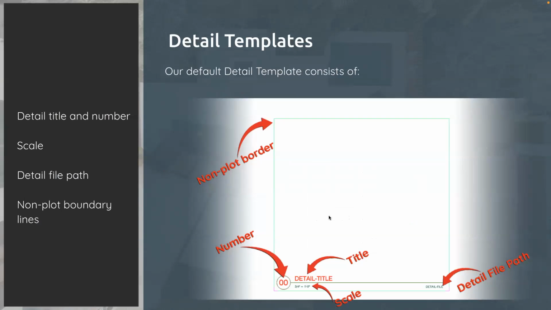So here's what the detail template looks like once you choose that scale and size. The detail template consists of a detail title and number, a scale, and a detail file path, so that will show basically the name of the detail, but it'll show what folder it's saved in, or what series of folders, and also the detail number. And then there's a boundary line around that, which is set to non-plot, so it won't actually print. It's there just to keep everything in your detail confined within that border.